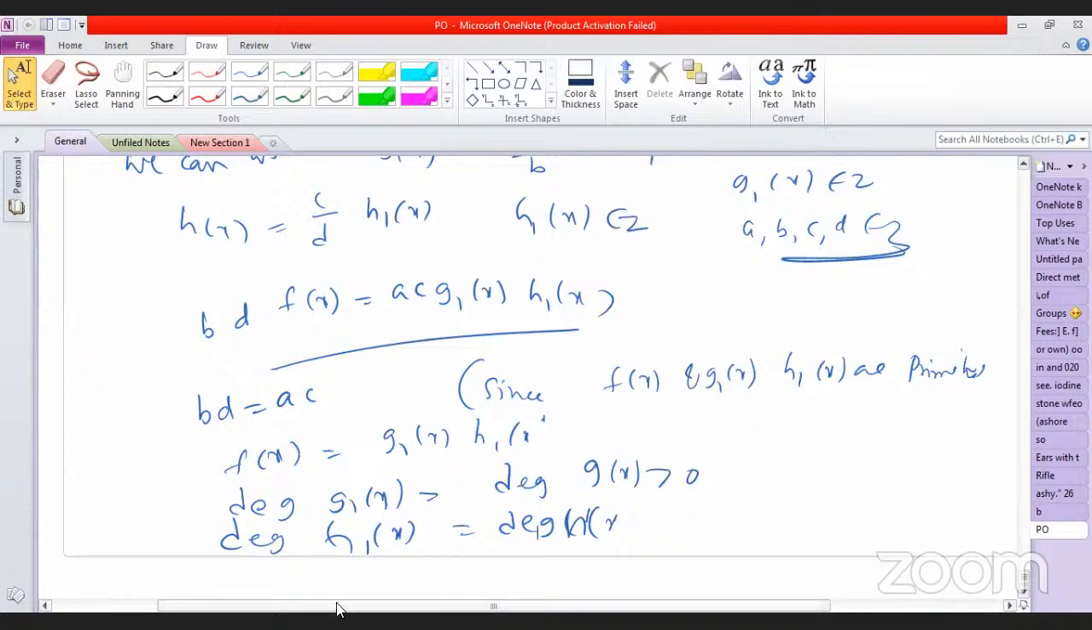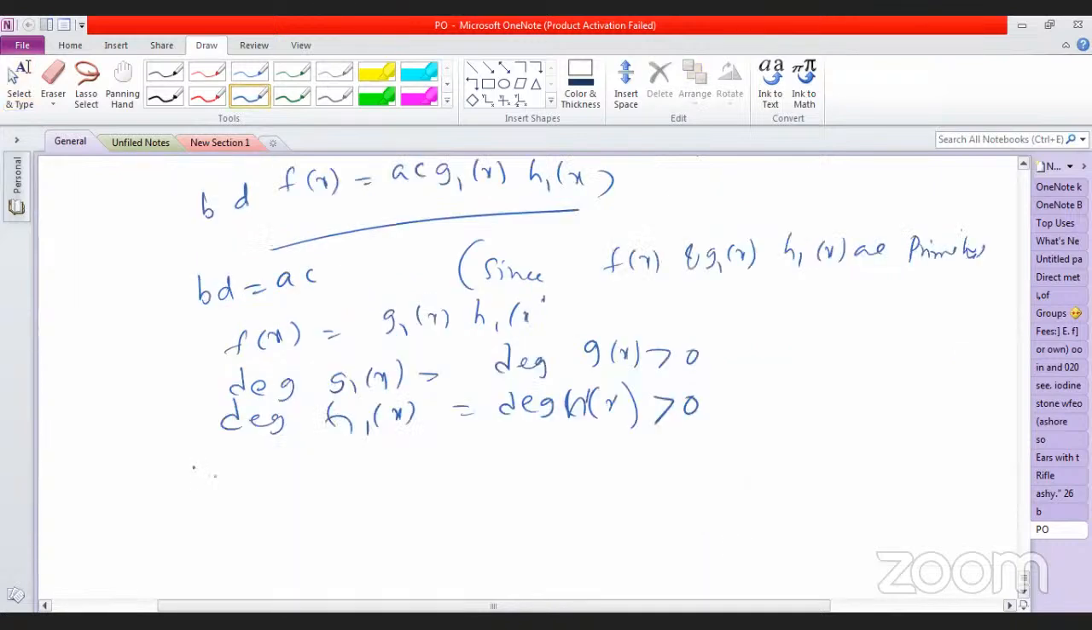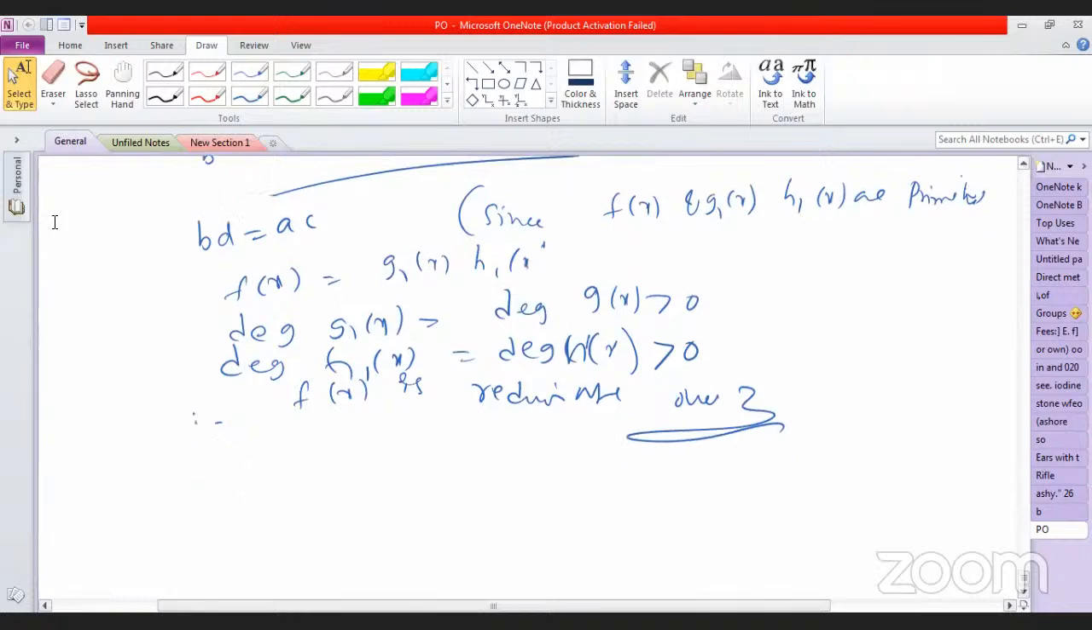Therefore, the degrees are greater than 0, so f of x is reducible over Z. This is one of the definitions related to maximal ideals and prime ideals of the ring Z of integers. Have all of you understood? Yes, sir.